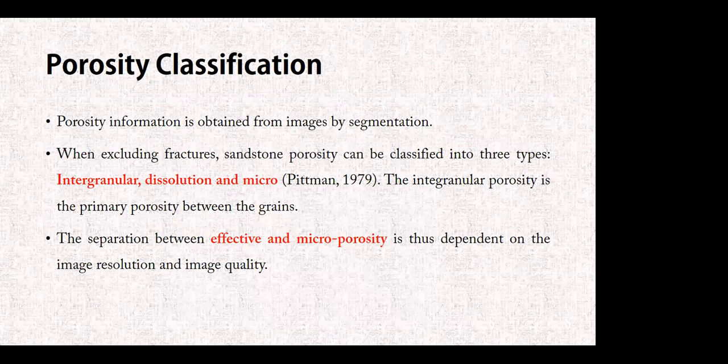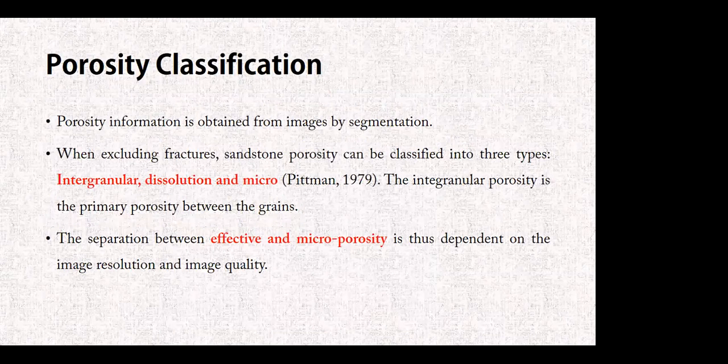So we move on to image analysis. Basically, after we collect the data from the imaging section, we analyze that image in this section. So this is the part of image analysis. The first one is porosity classification. So porosity information is obtained from the image by segmentation. When excluding fractures, sandstone porosity can be classified into three types: intergranular, dissolution, and micro. The intergranular porosity is the primary porosity between the grains. The separation between effective and micro porosity is thus dependent on the image resolution and image quality.